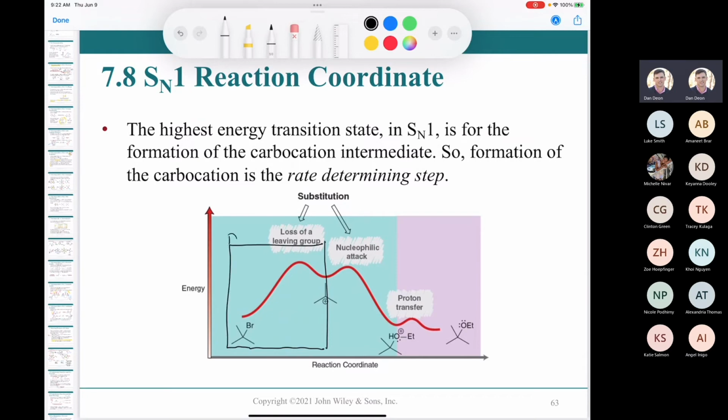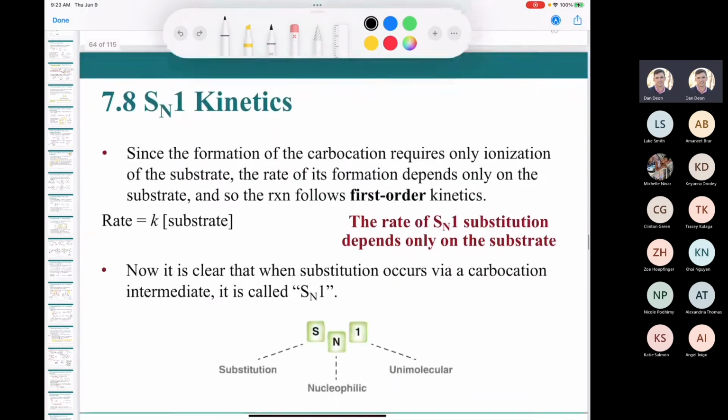The rate determining step. Why? Because it has the highest activation energy out of any other step. Once you form the carbocation intermediate, you have a really small activation energy for the nucleophilic attack and then the proton transfer. So let's see here. The formation of that carbocation is the rate determining step. And then after the proton transfer, you end up with your final product, your ether.